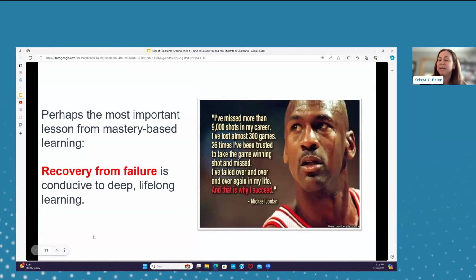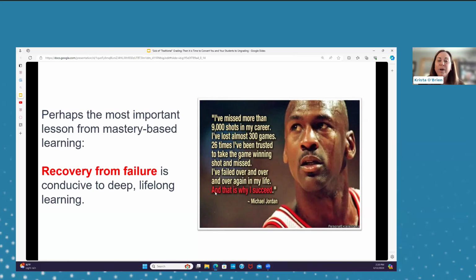Okay. I love this one because when you think of Michael Jordan, you think of the ultimate, one of the greatest basketball players ever, right? And here's a quote from him. I've missed more than 9,000 shots in my career. I've lost almost 300 games. 26 times I've been trusted to take the game-winning shot and missed. I've failed over and over again in my life, and that is why I succeed.